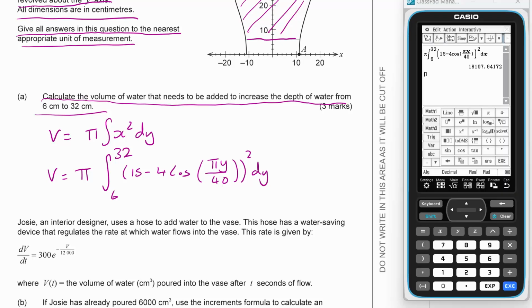We can see that that gives us 18,107.94, and it says appropriate accuracy. Since the original figures were given just to the nearest whole number, we should give this to the nearest whole number. So 18,108 cubic centimeters.